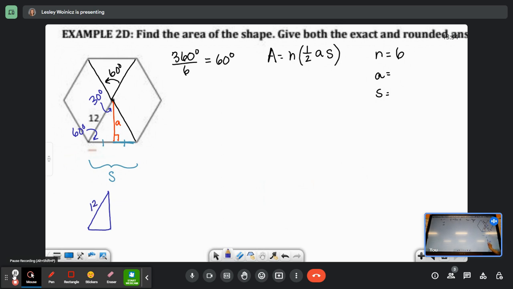I know that my hypotenuse right there is 12. Here's my 30. Here's my 60. Okay, so to go from my 12 to my short side, my hypotenuse to my short side, I have to divide by 2. Which makes my little short side 6. And this guy's 6. So my total side length is 12. Okay, now that I have my short side, I can find my apothem. Going from my short side to my height, my long leg here, my apothem, I have to multiply by root 3. So this should be 6 root 3 for my apothem right here.